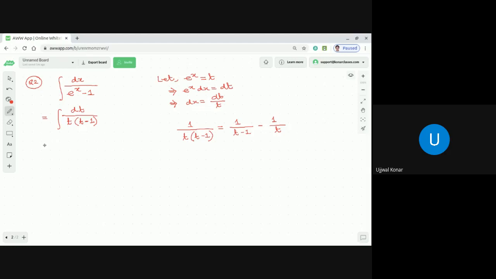So what we are getting here is that ultimately the integration comes as integration of dt by (t minus 1), minus integration of dt by t. All of you agree with me, dear students? Yes. Gurman, got it? Yes, sir. So now tell me, Gurman, what is the integration of dt by (t minus 1)?